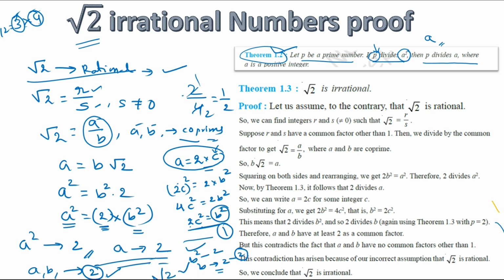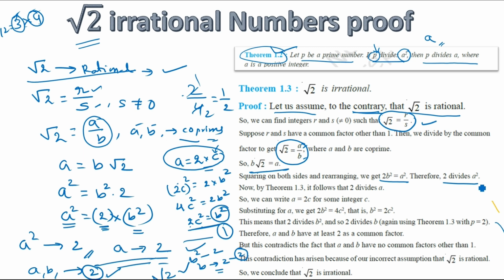If you want to go step by step, I'll clearly explain from here. So let's assume, as the contrary statement, that root 2 is a rational number. If root 2 is a rational number, it can be written in R by S format, right? If we cancel out the common terms in R comma S, we write it like A by B, co-prime numbers. Here A comma B are co-primes. There are no common factors for A comma B. So if we simplify this, A equal to B into root 2, and if we square both sides, we will get 2B square is equal to A square.